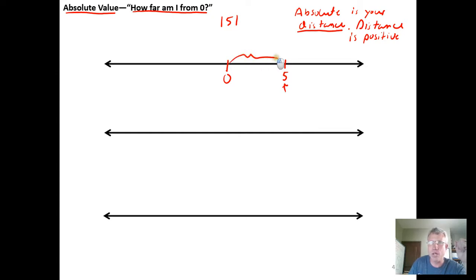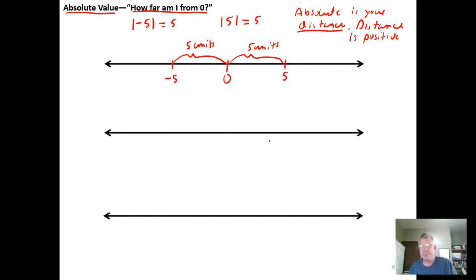So the answer to the question, how far from 0 is 5, is 5. 5 is 5 units away from 0. But notice if I ask that question about negative 5, what is the absolute value of negative 5? Negative 5 may be sitting right here. I'm asking the question, how far is it from 0? And the answer is still going to be 5, because negative 5 is 5 units away from 0. So the answer to an absolute value expression must be a positive number because it's answering a question about distance, or how far something is from 0.